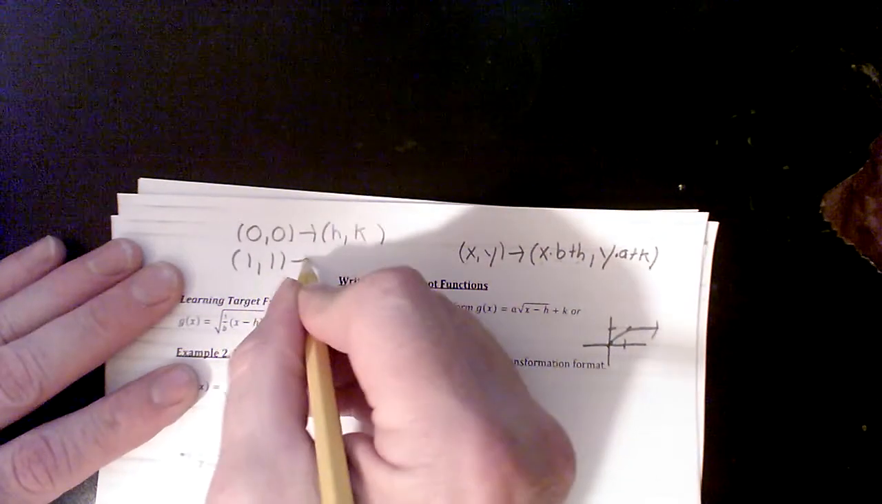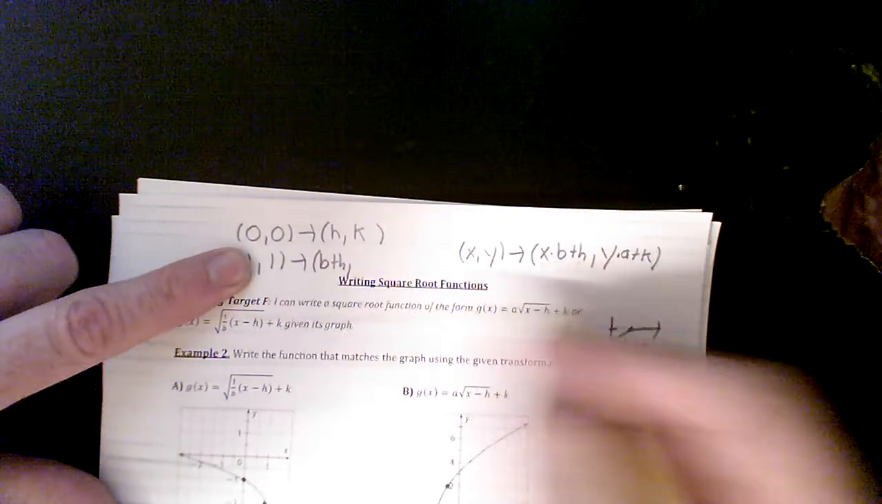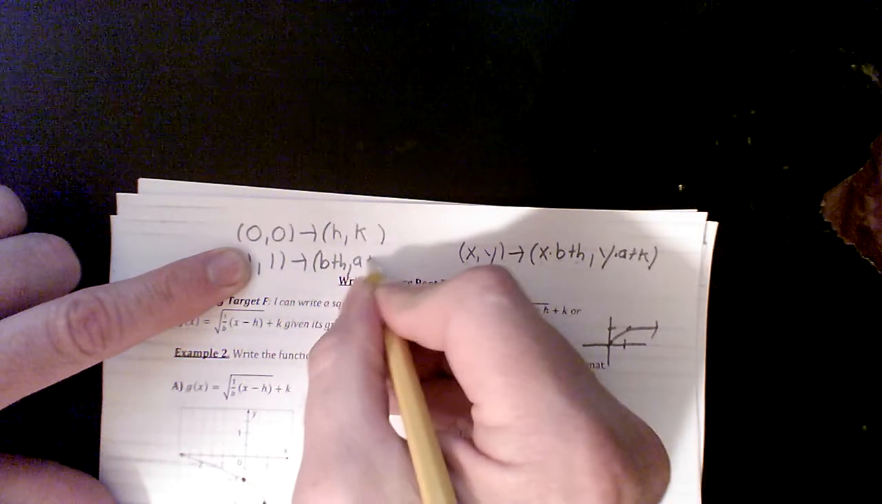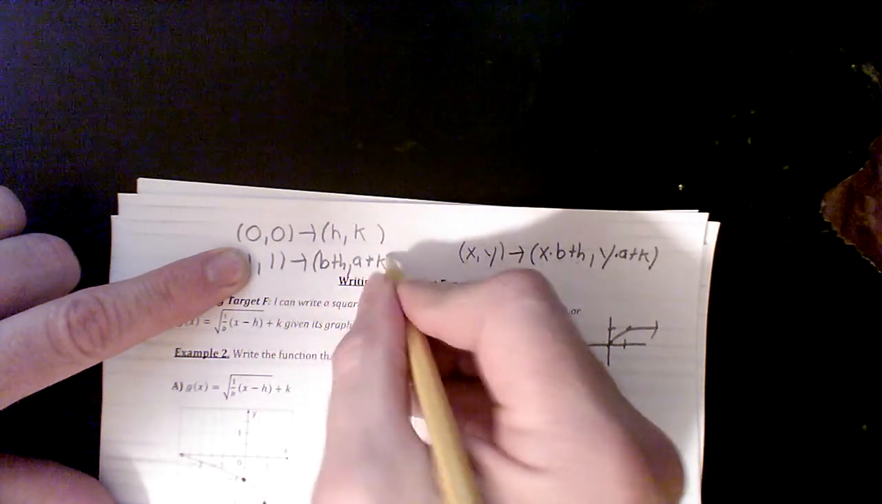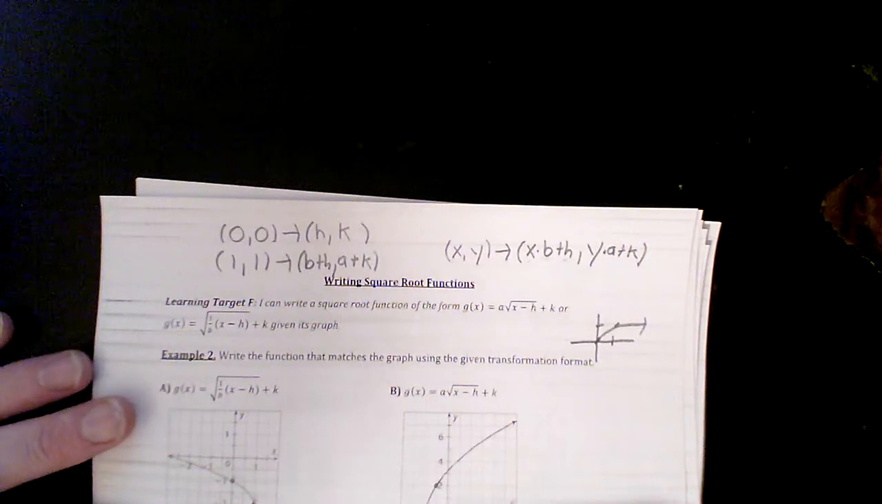Let's think about 1, 1, right? Let's do this first one. If I multiply 1 by b, it's b, and then I add h. If I multiply 1 by a, it's a, and then I add k. And literally that is how this point is done, alright?